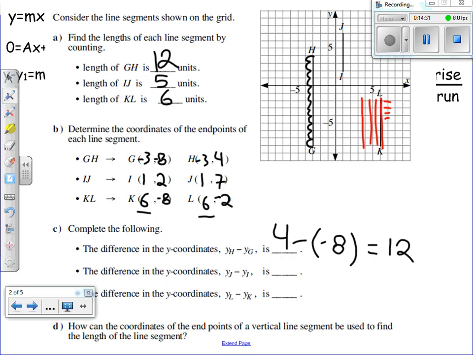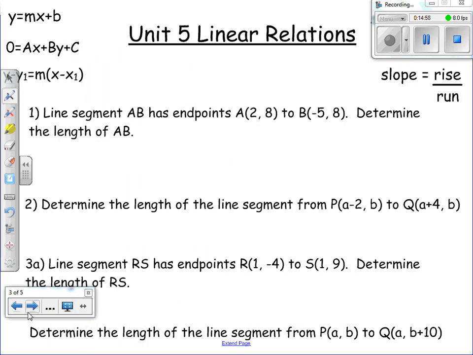So yj minus yi should give you 5. And yl minus yk should give you 6, if you're doing those calculations properly. Again, it asks you the question, how can the coordinates of the endpoints of a vertical line be used to calculate the length? Well, we just subtract the y's. You're always taking the bigger and subtracting the smaller. All right.